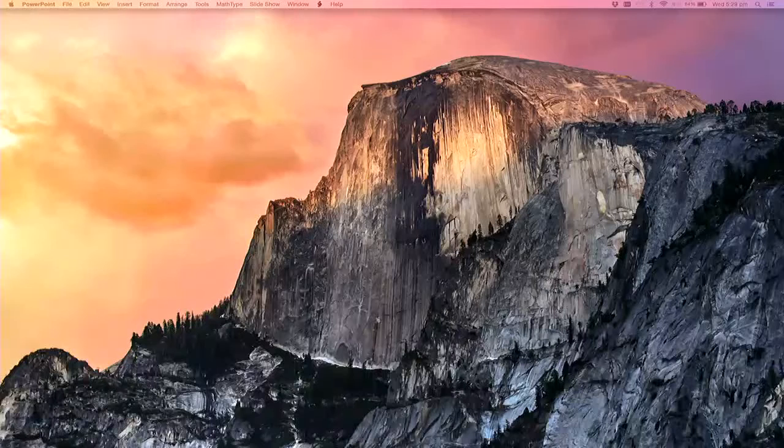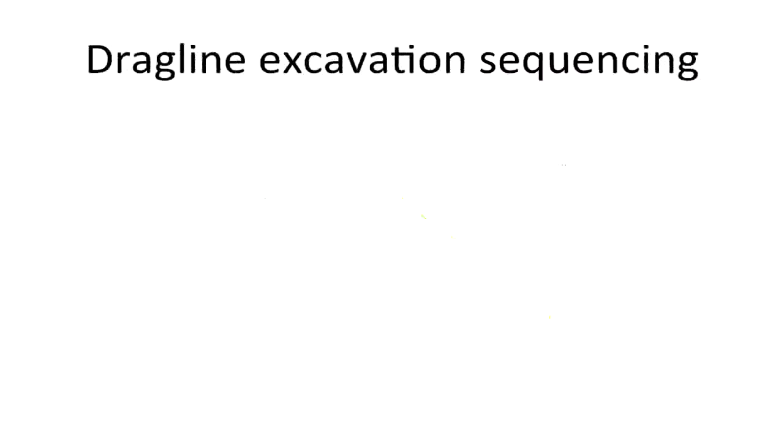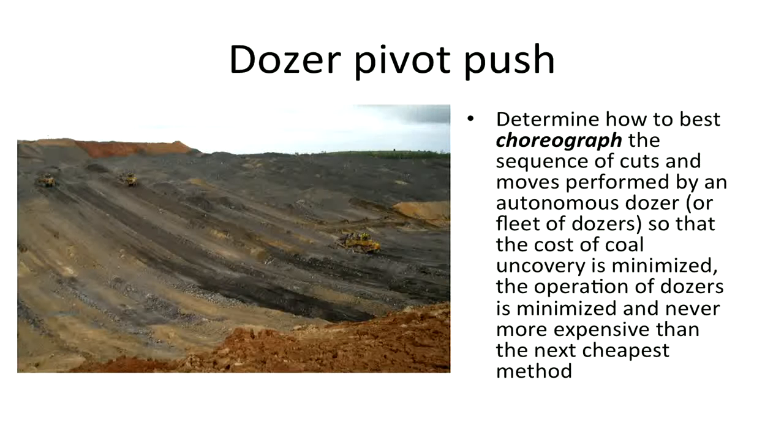As a final example, I want to talk about something that I mentioned right at the beginning, and that is our automated dozers, a system that we've developed in collaboration with Caterpillar. Caterpillar make a number of products for the mining space, most notably trucks, but their premier line is dozers, and they're well known for these.